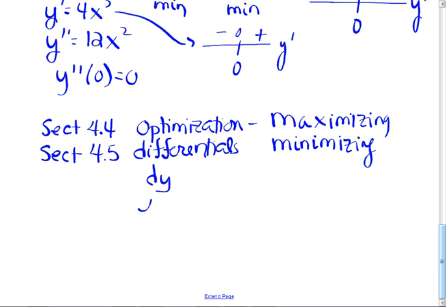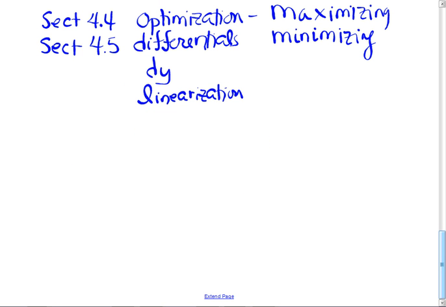Also, we had linearization. Grant. Please. Stop talking to other people, not to mention me. Okay, that's writing the equation of the tangent line.